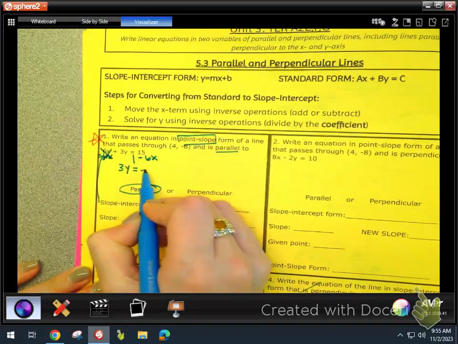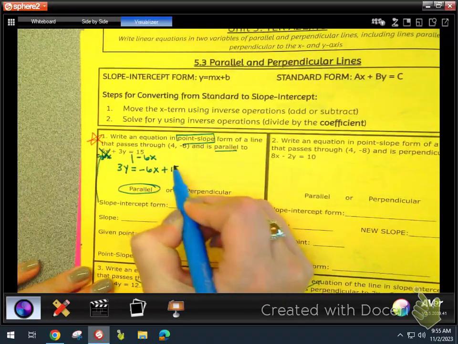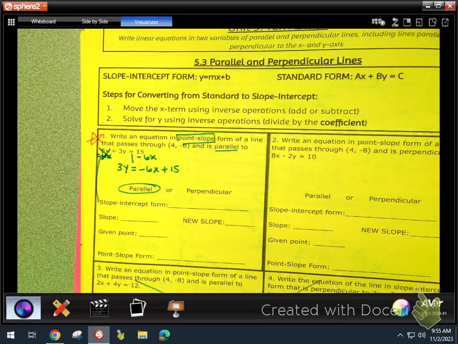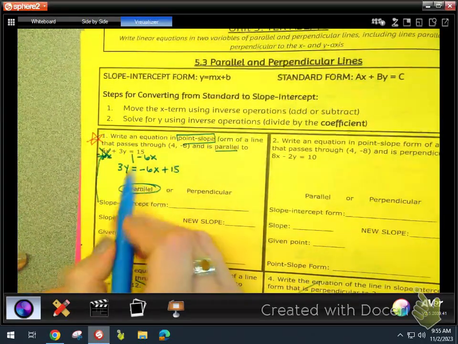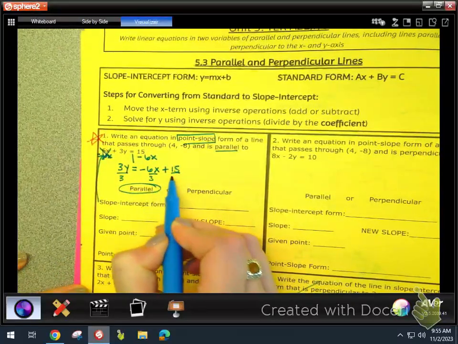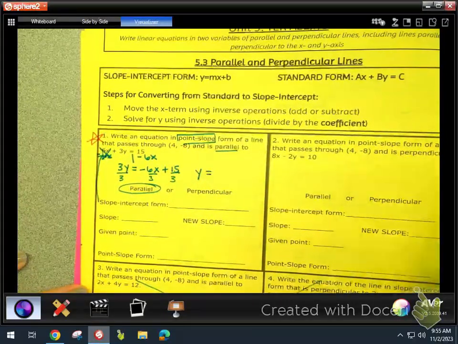Cannot combine. So I write them side by side. Negative 6x plus 15. Remember, those are not like terms. They do not go together. You get two terms. Could you do 15 minus 6x? Sure. Okay, but you got to know where the slope goes with it. Am I in slope intercept form now? No. So what do I do now? Everything divides by 3. And I'm going to write y equals that.